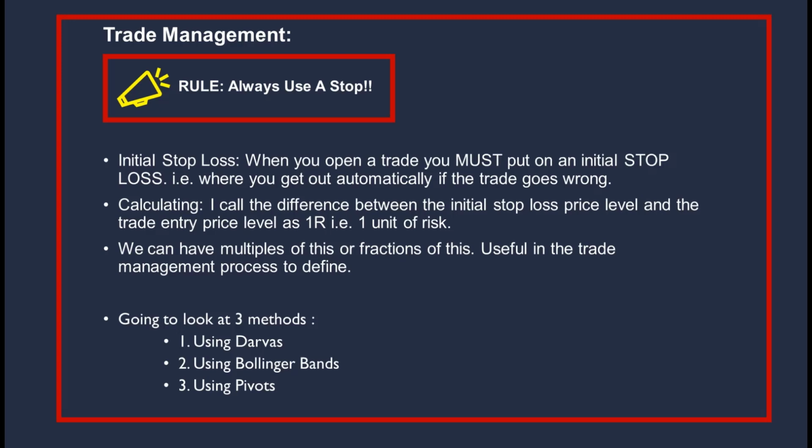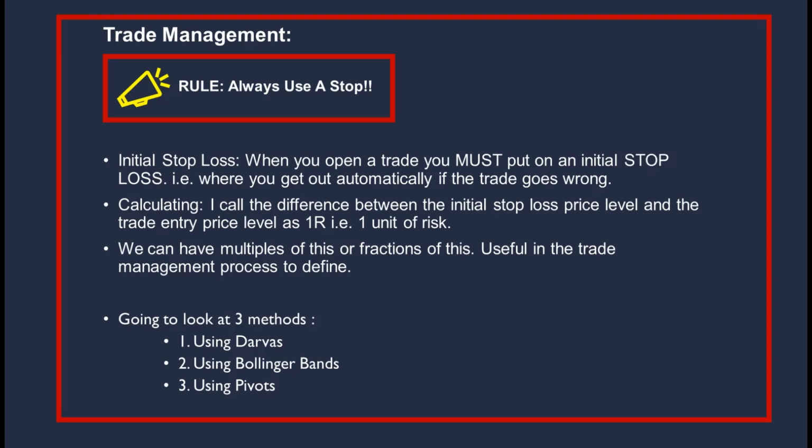We're wrong, we're wrong. And how do we calculate that? Well, I call it the difference between the initial stop loss price level and the trade entry price level, which equates to 1 unit of risk. And we can have multiples of this or fractions of this, and it's useful to define this in the trade management process. So I'm going to look at 3 ways here in this section: using Darvas, using Bollinger Bands, and using pivots. 3 simple ways to set that initial level.